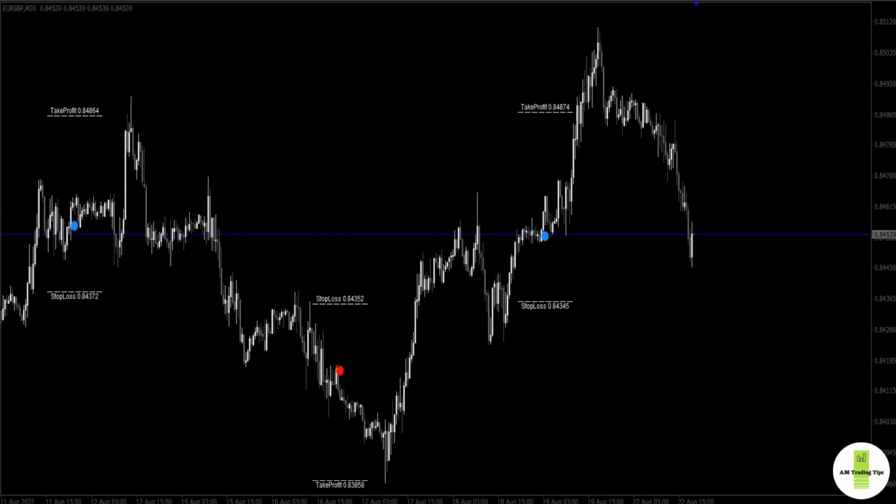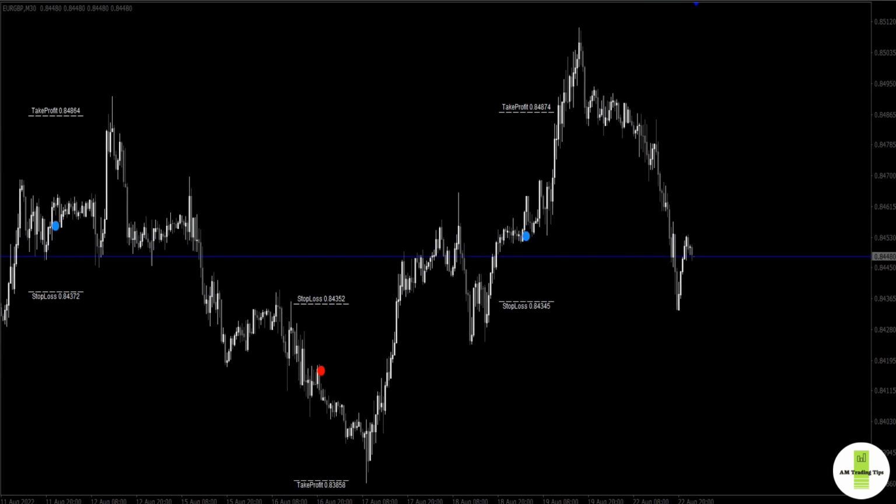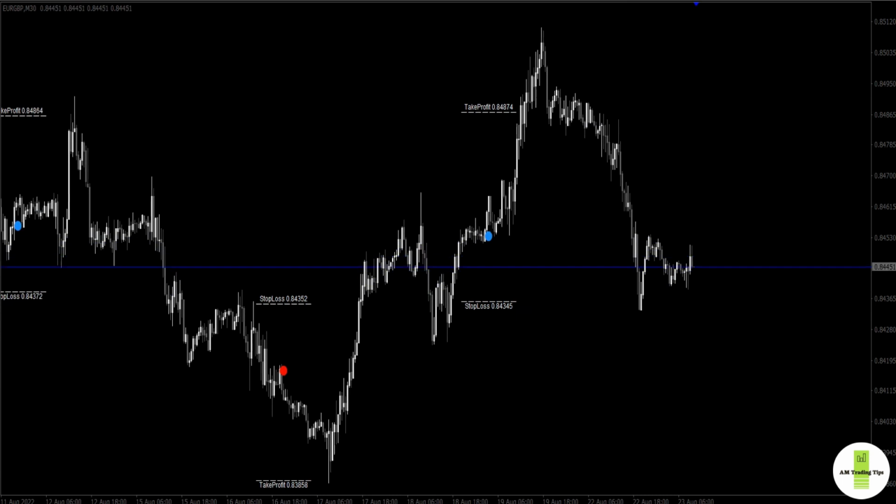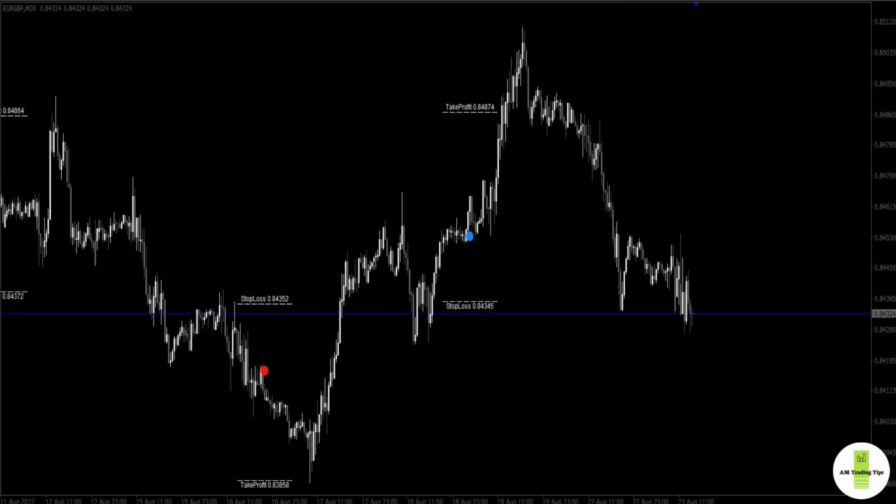Avoid trading during news release time. This indicator system works best on any time frame. And this indicator system works best on any currency pairs.